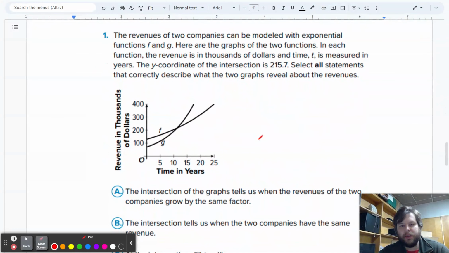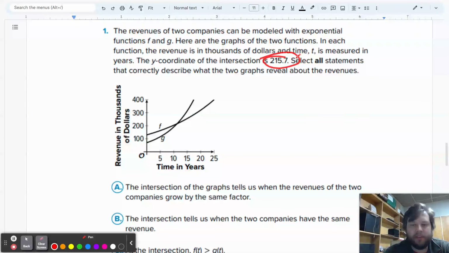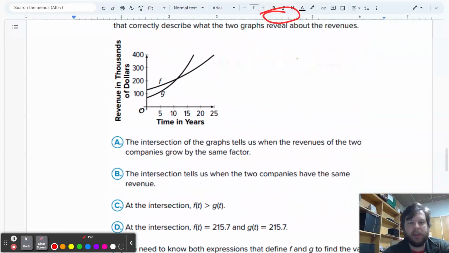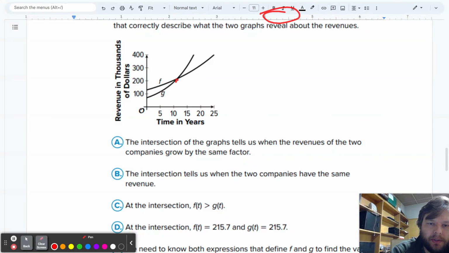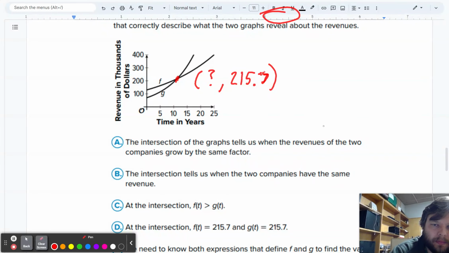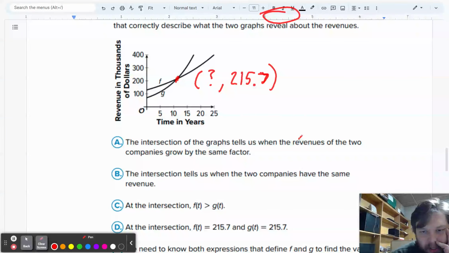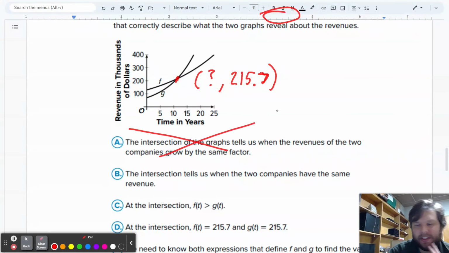All right, making good progress here. We've got some companies, F and G. We know that the y coordinate is 215. All right, cool. So we know that this right here is something, comma, 215.7. Okay, the intersection tells us where the revenues grow by the same factor. Nope, that is not true. They don't grow by the same factor because they have different slopes, which is not technically the correct word, but they have different growth rates. The intersection tells us whether they have the same revenue.